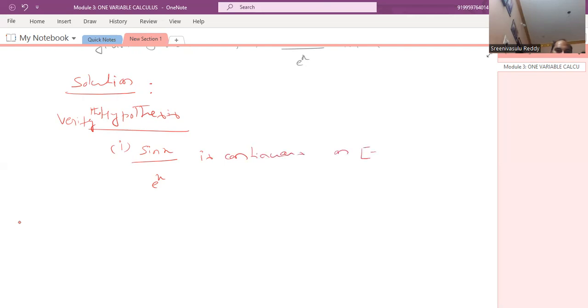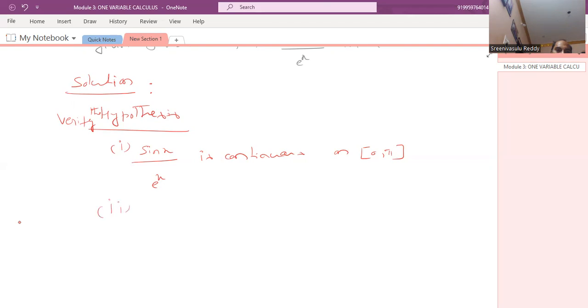It is continuous on the closed interval. One small restriction: f of x is continuous on all the points except where the denominator equals 0. Whenever you substitute the x values in the denominator function and it becomes 0, you avoid those points from this interval. In the remaining points, the function is continuous. Here, if you substitute any point, e power x is never 0. Exponential function is never 0 for finite values. So, sin x by e power x is continuous because sin x and e power x both are continuous.